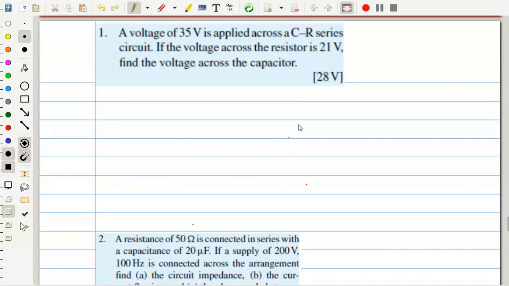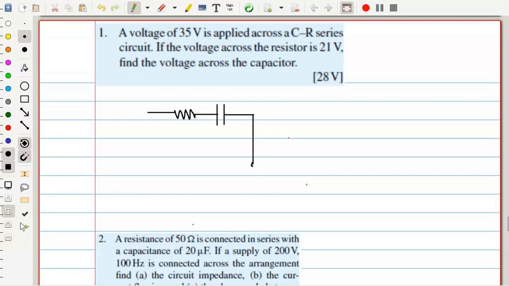So now let us move on to the RC circuit problems. So far we discussed the RL circuit. Now let us discuss some RC circuit problems also quickly. Here a voltage of 35 is applied across a CR series circuit. CR or RC, both are the same, it doesn't matter. So let me take a resistor R and a capacitor.